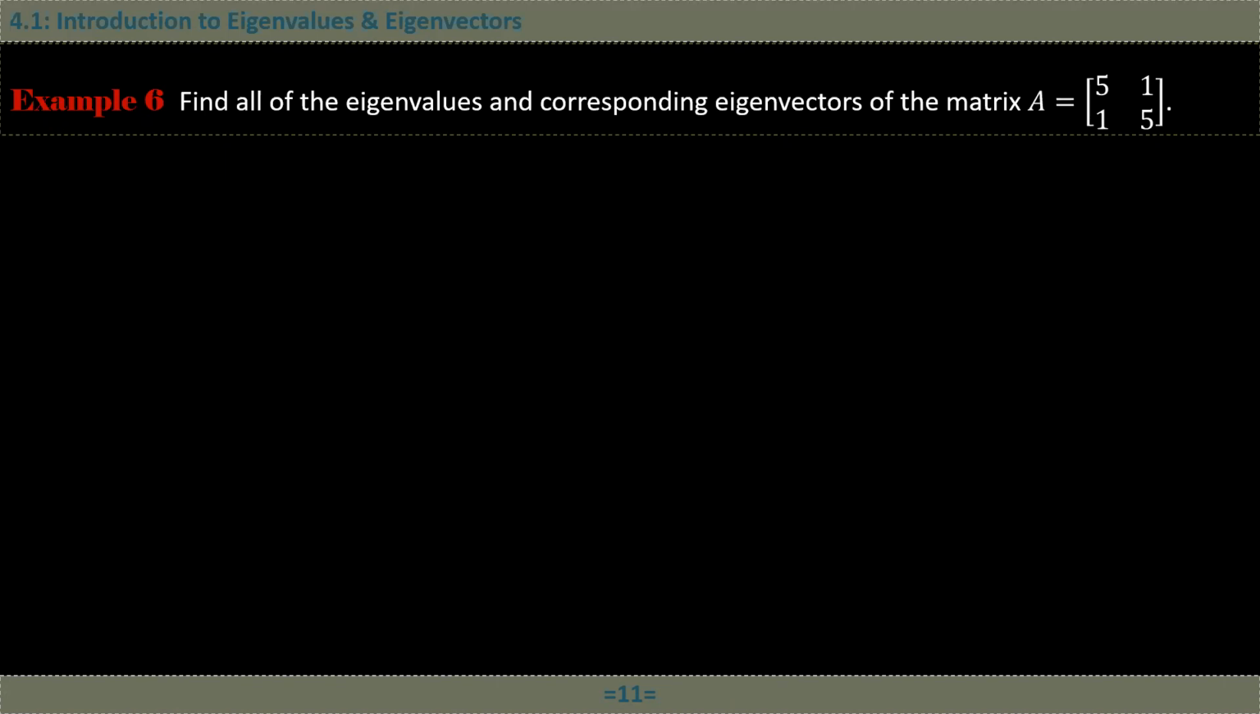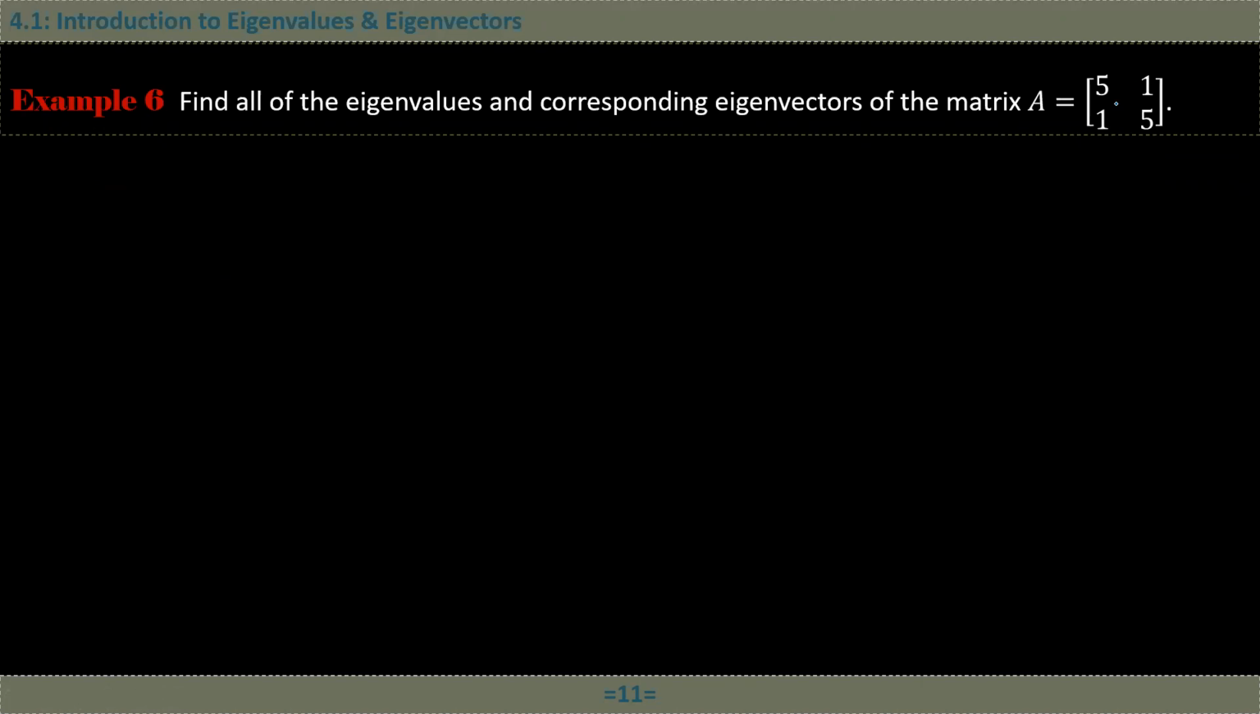Find all of the eigenvalues and corresponding eigenvectors of the matrix. Here, this is a little bit different question, because in the previous examples, either the eigenvalue or the eigenvector was given, and we were asked to verify that the given vector is an eigenvector, or the given real number is an eigenvalue of the matrix. So here, nothing is given, only the matrix.